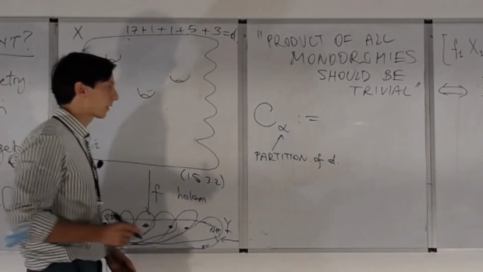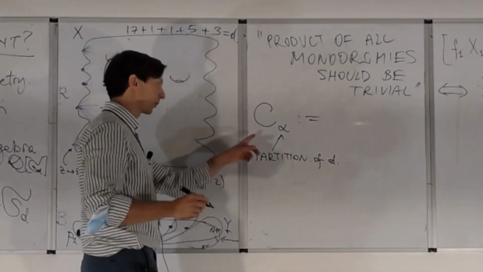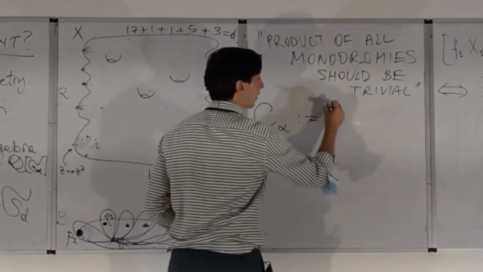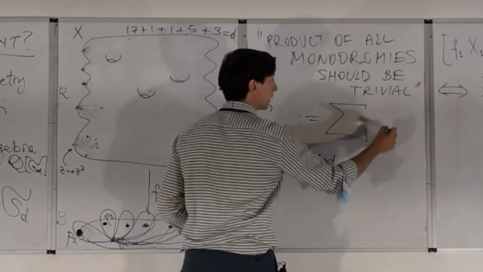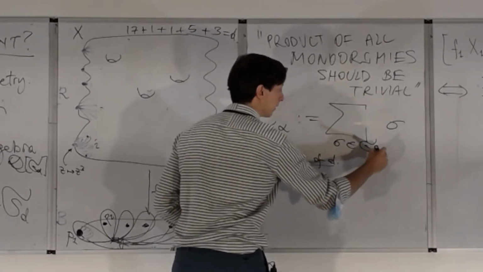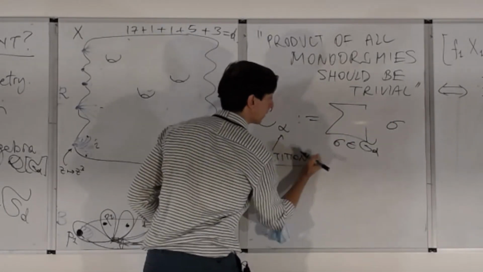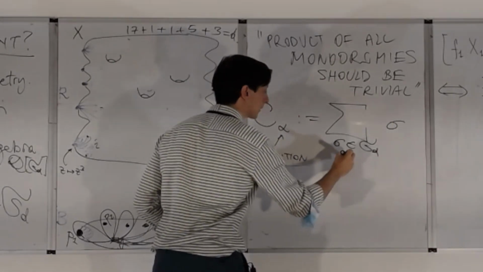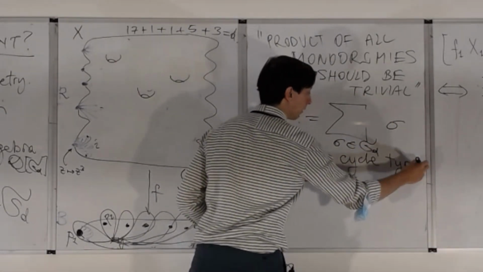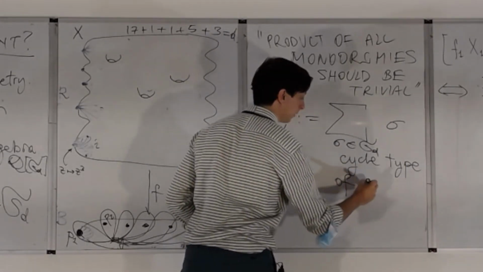Okay. And we also know, so let me define the C alpha. You start from a partition of D, and now you define the sum of all sigma in SD such that the cycle type of sigma is alpha.